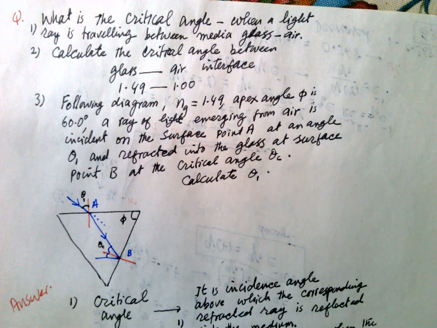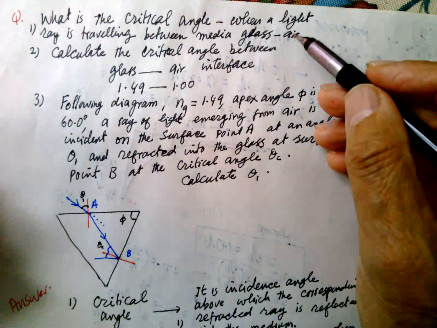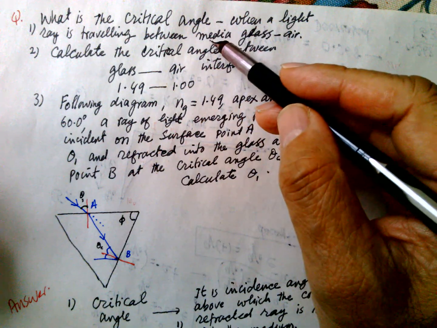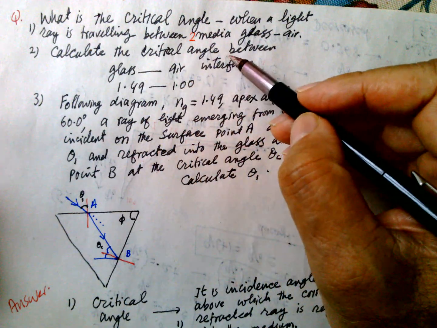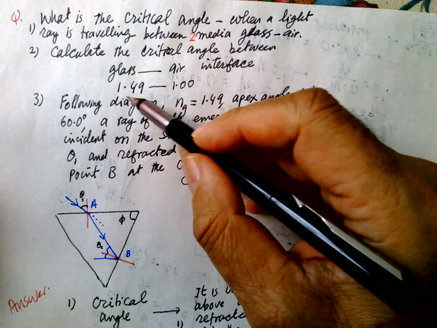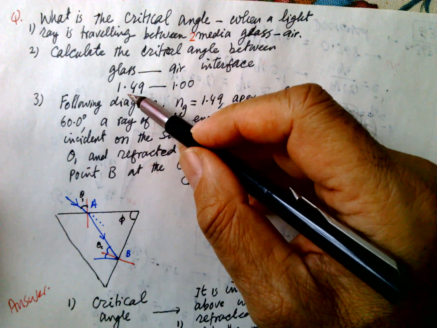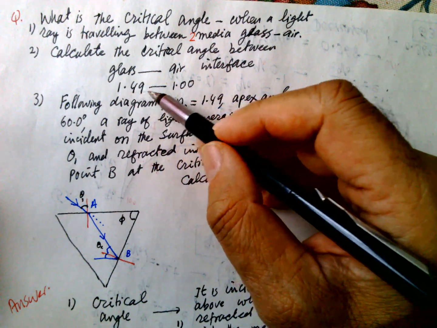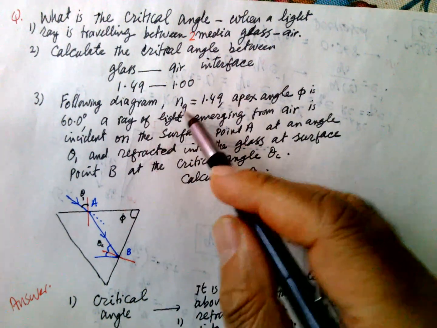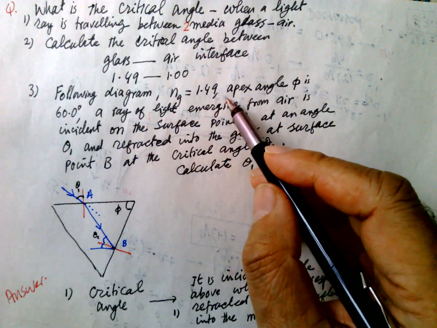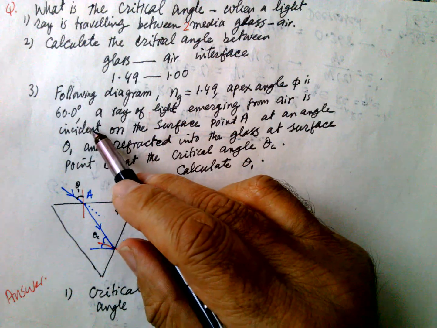Hello, physics. The question is about the prism and refraction. The question says: what is the critical angle when a light ray is traveling between two media, glass and air? Calculate the critical angle between the glass and air interface when the refractive index is given: glass 1.49 and air 1.0026.